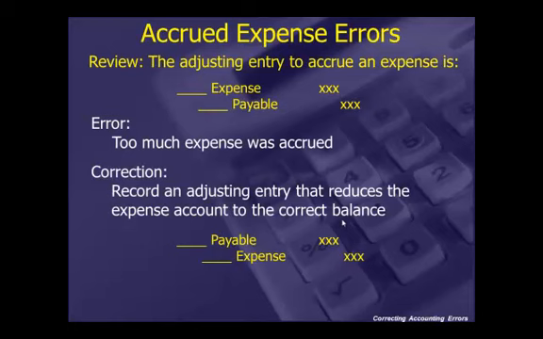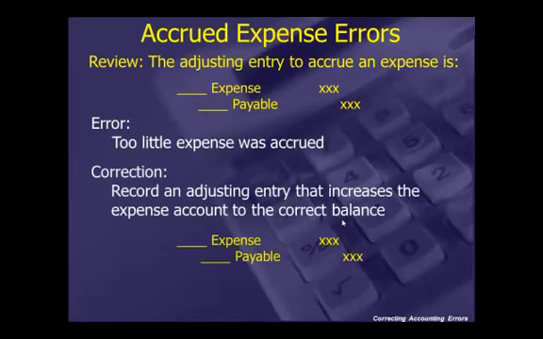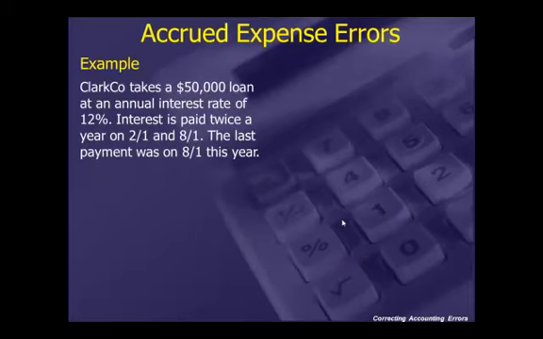Let's say too much expense was accrued. Well, we need to reverse the account entries, debit payable, credit expense for the excess amount. Too little expense was accrued. Well, we again debit expense, credit payable for the additional amount that we should have recorded in the first place.